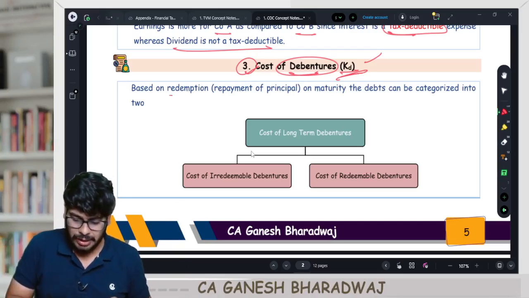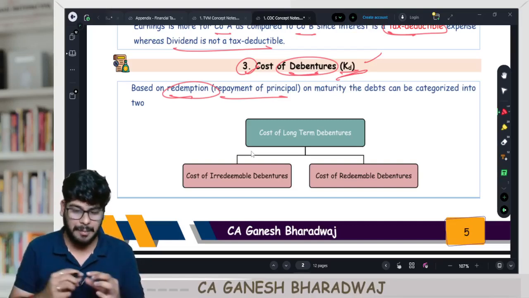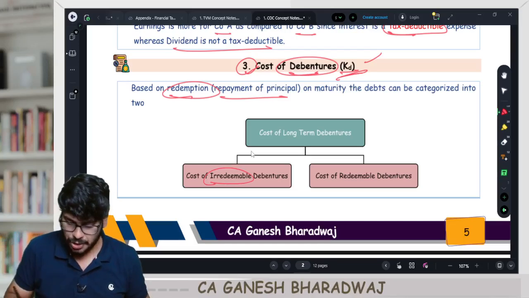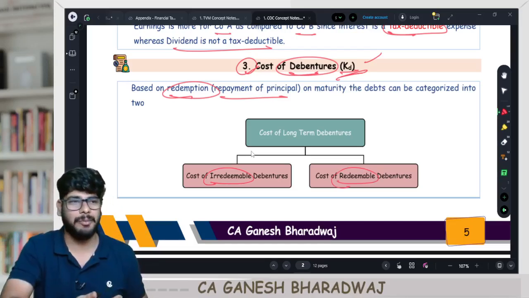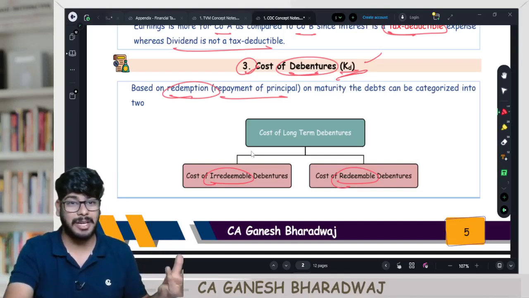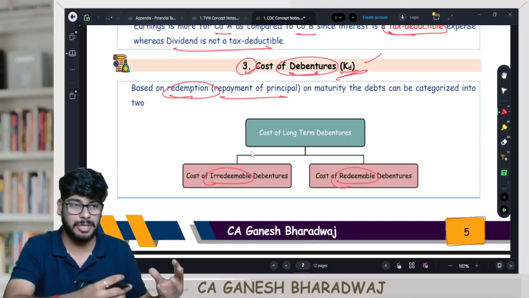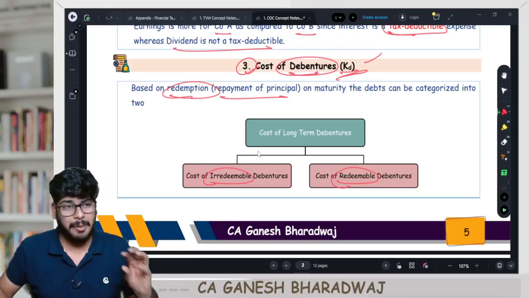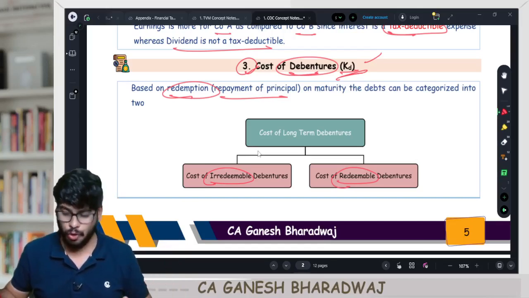Based on the redemption or repayment of principal on maturity, debts or debentures can be classified into two: irredeemable debentures and redeemable debentures. We saw in the time value of money concepts, right? We saw some numerical problems. Some debentures were irredeemable, some debentures were redeemable. We solved some sums based on some instruments. We saw for equity, preference, and debt. Now, debentures can be irredeemable in nature. Debentures can also be redeemable in nature.